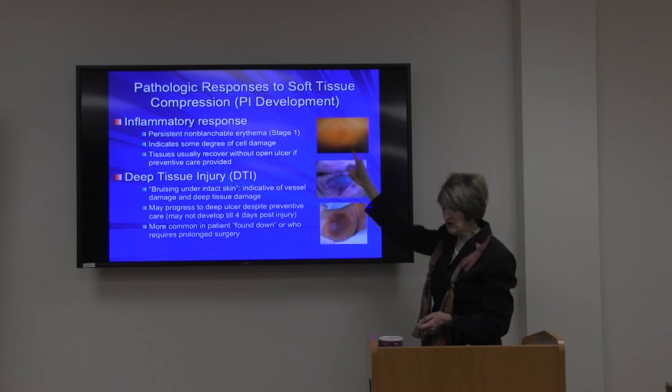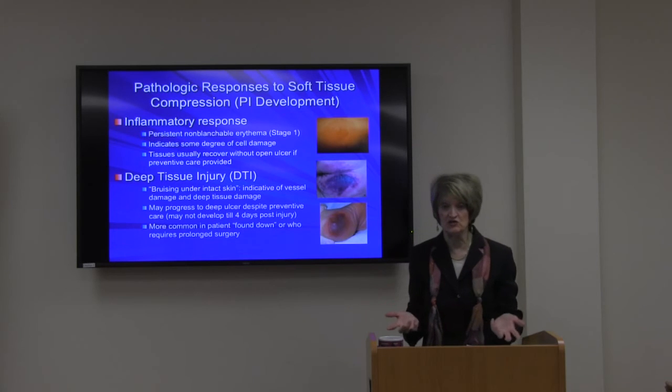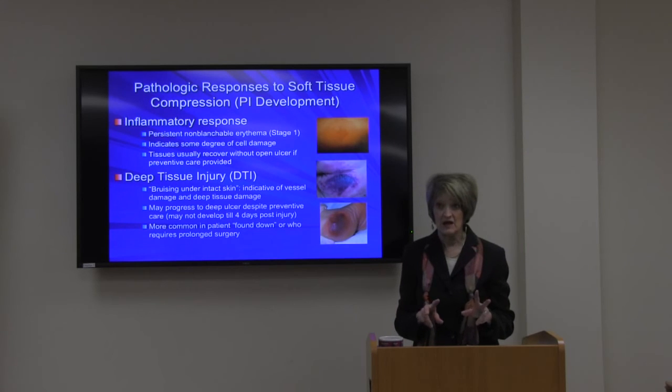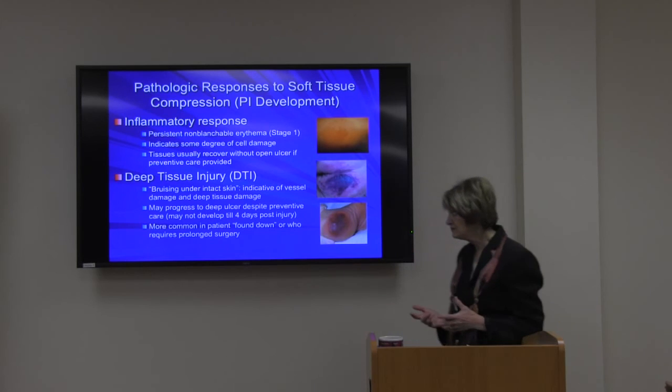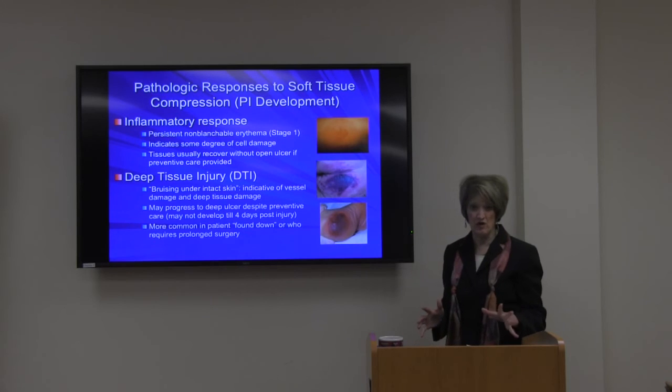You've got damage to the tissue here. You've got greater damage to the tissue here. So you know that deep tissue injury is frequently described as looking like a bruise under intact skin. When you have this maroon, purple, black discoloration, it tells you you've got vessel damage and probably some damage to the deep tissues. Many times DTIs progress to an open wound and to significant tissue loss, even with appropriate intervention. Not always, but frequently.